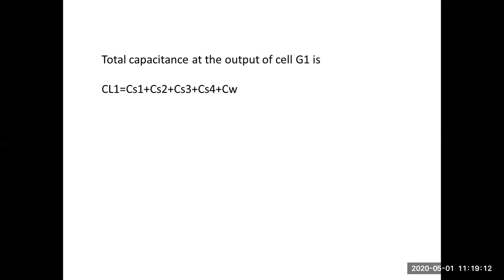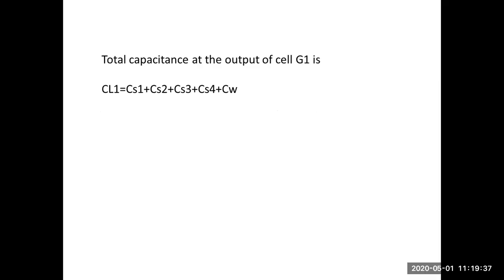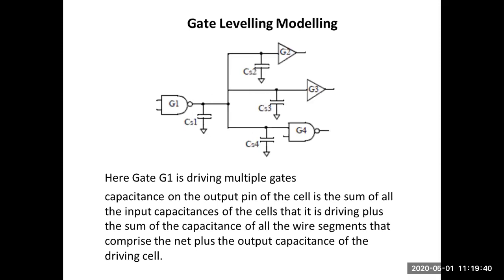there are the capacitances at the output of the particular gate that is driving the other gates, and the input capacitance of the next gates. So this capacitance is now at the output of gate G1, CL1. Okay. So this capacitance CL1 now needs to be charged and discharged as G1 switches. So my output capacitance of G1 is now CL1, which is nothing but the sum of the capacitances CS1 plus CS2 plus CS3 plus CS4 plus the wiring capacitance CW.